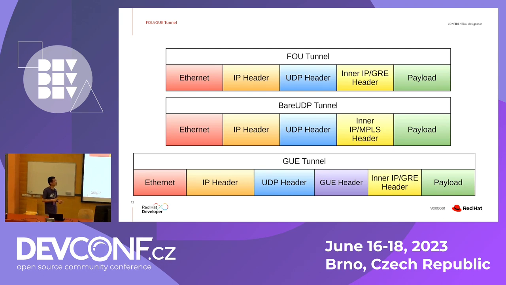But as we see, VXLAN is popular, but NVGRE and STT all have a fixed header, and it's not easy to extend. So what if we want to have some other features in the future? It's not easy to do that. So we have the Geneve tunnel. Geneve is a generic network virtualization encapsulation, and from this picture it looks the same, but actually the Geneve header is a flexible header.